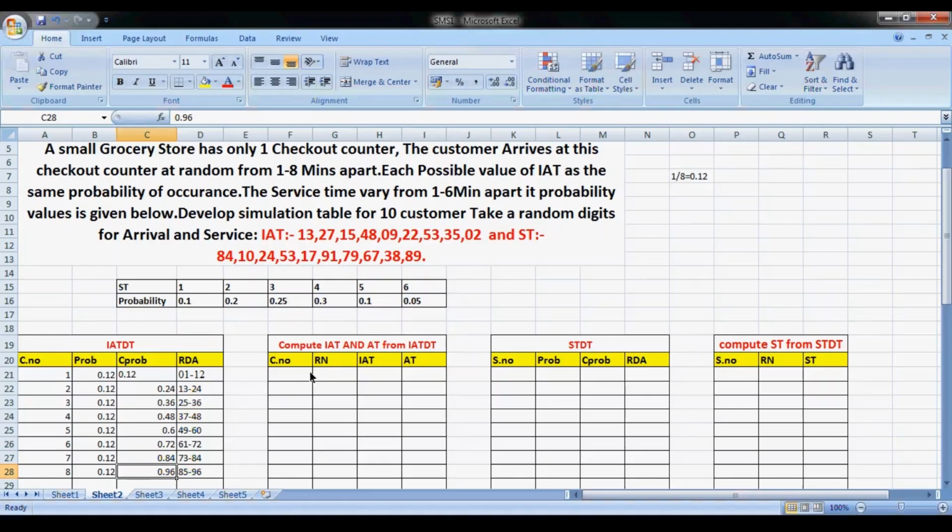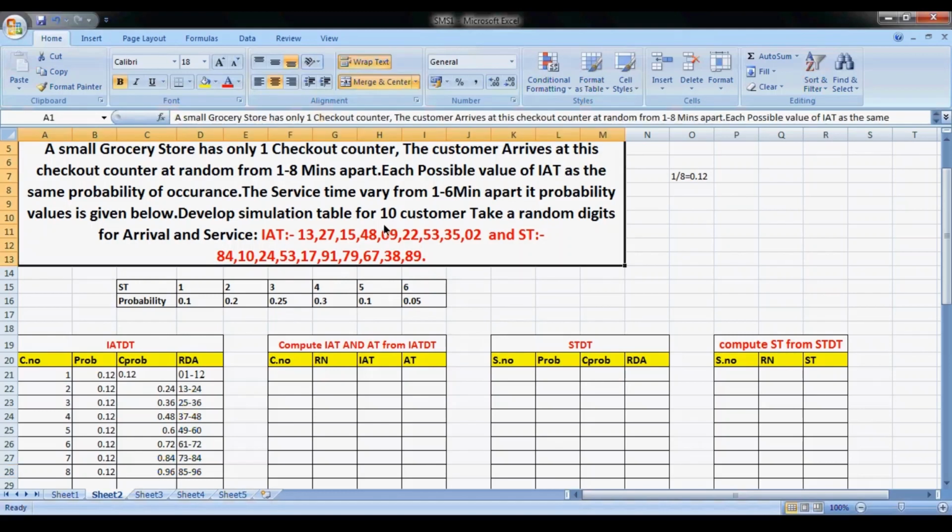Next, we need to compute the interval time and arrival time in the simulation table. So I need to calculate the interval time and arrival time from the interval time distribution table. When calculating the arrival time, we need to check how many customers we have to develop the simulation table for. In the question they gave us 10 customers, so we need to develop a simulation table for 10 customers.